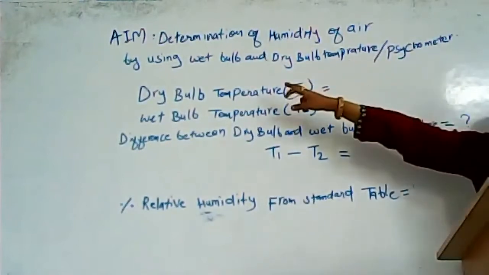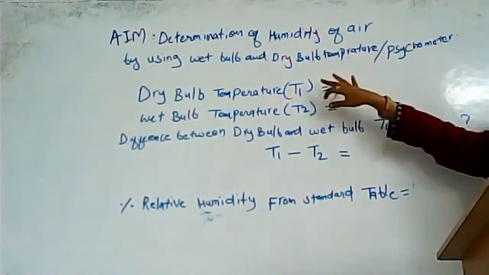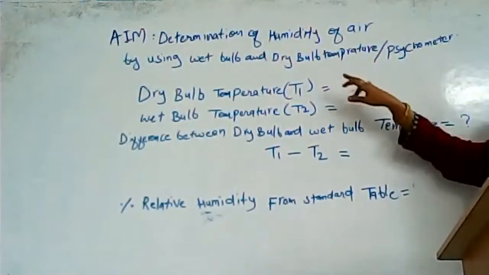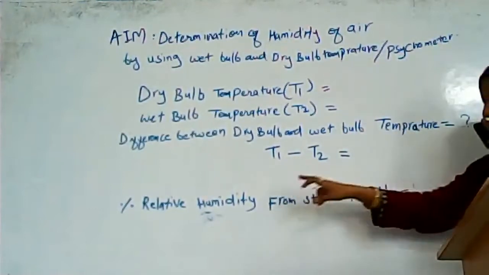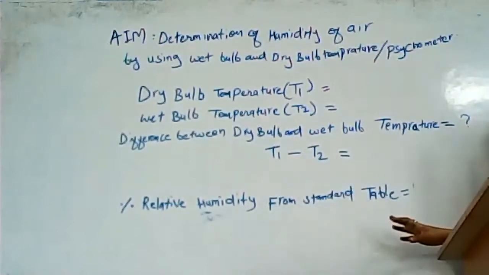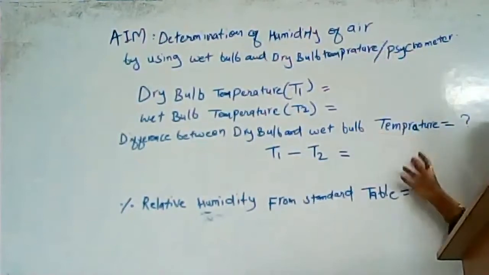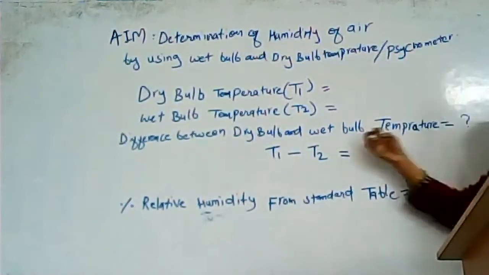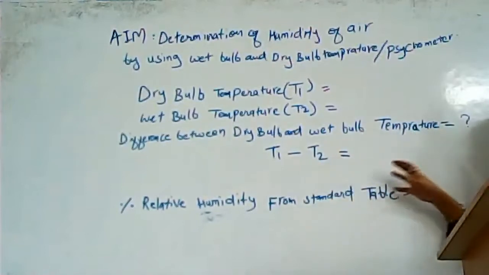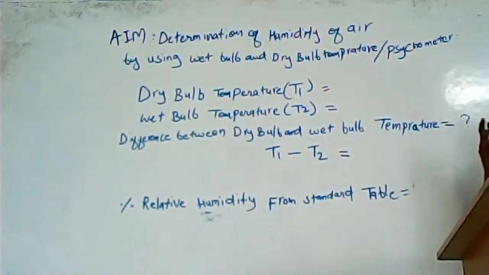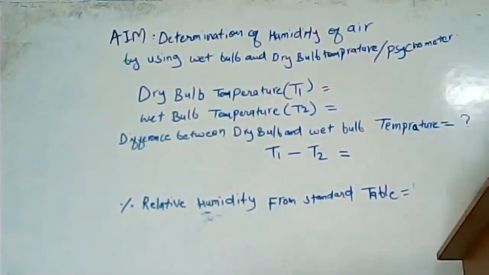What is the significance of determining these temperatures, wet bulb and dry bulb? By determining these two temperatures and calculating the difference between them, we can determine the percentage relative humidity of air. So first we will determine these two temperatures and calculate the difference between the two, and this difference gives the percentage humidity of air. So let's start with our experiment.